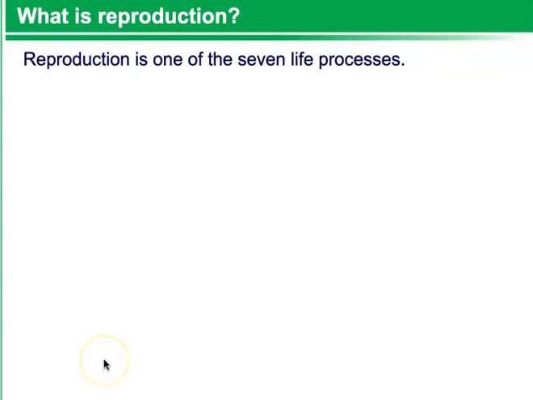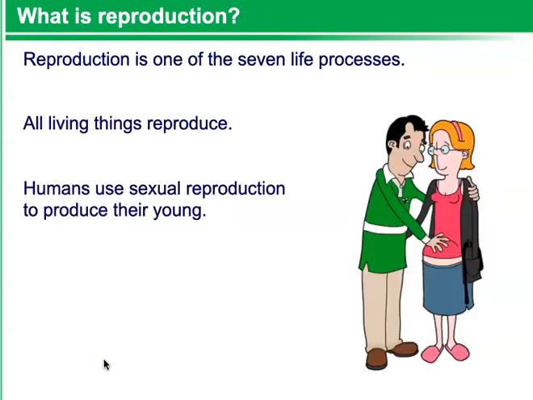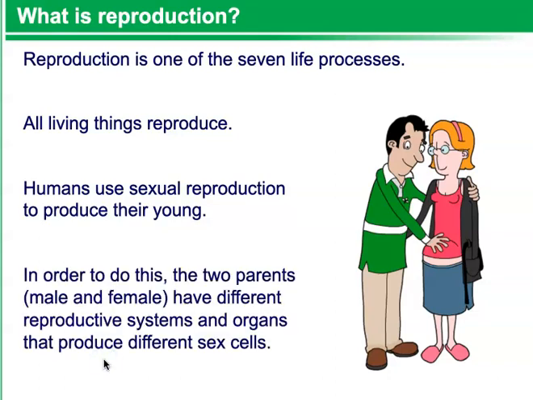So what is reproduction? Reproduction is one of the 7 life processes. All living things reproduce. Humans use sexual reproduction to produce their young. In order for this, 2 parents, male and female, have different reproductive systems and organs that produce different sex cells.